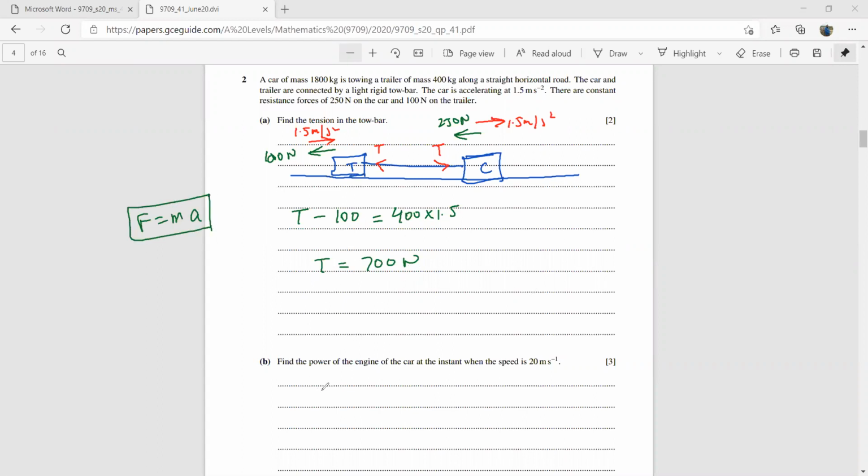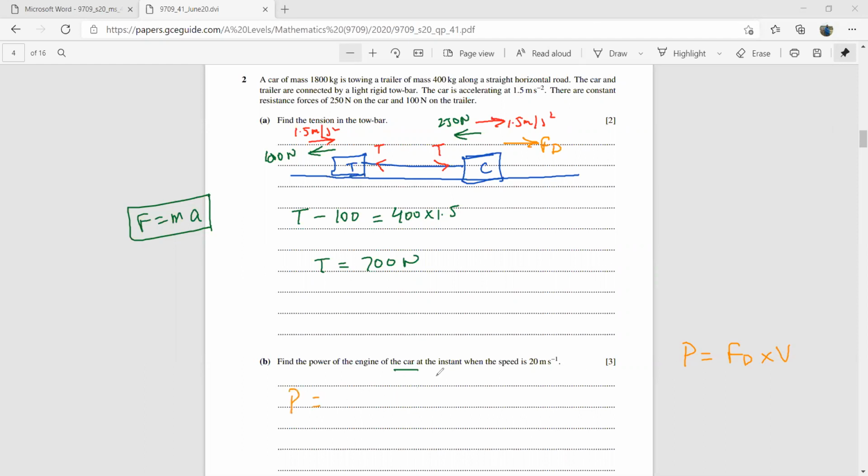The next it says find the power of the engine of the car at the instant when the speed is 20 meter per second. Now, obviously, there has to be a driving force that is pushing this car forward here. So this is the driving force here. And remember, the power formula has the driving force in it. Okay, that is F into V. So we have to determine the power.